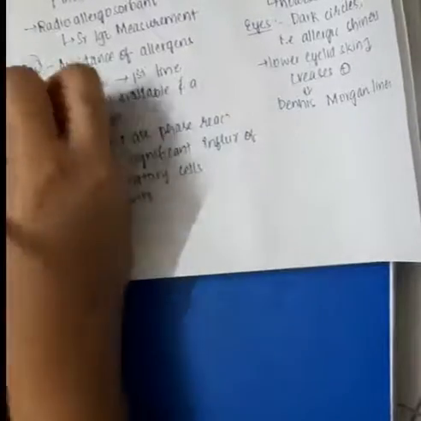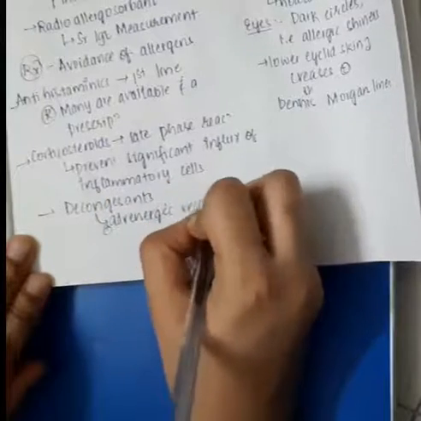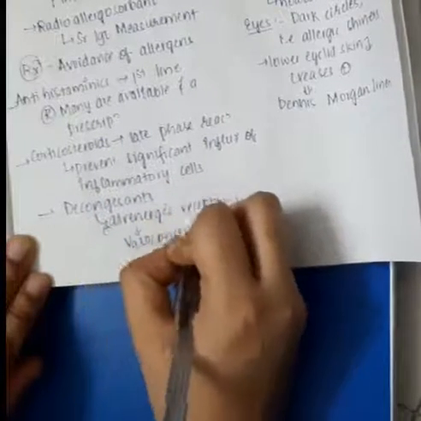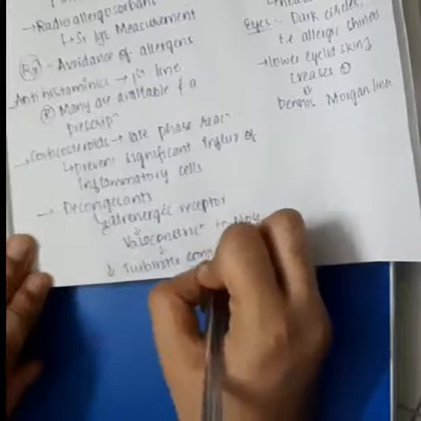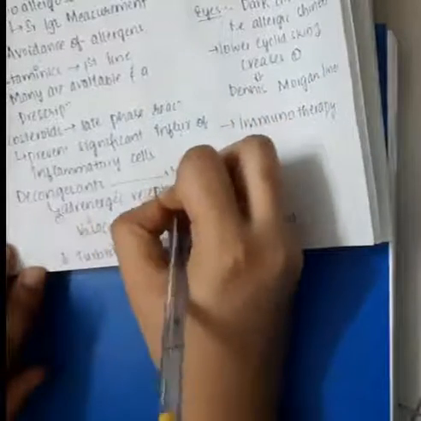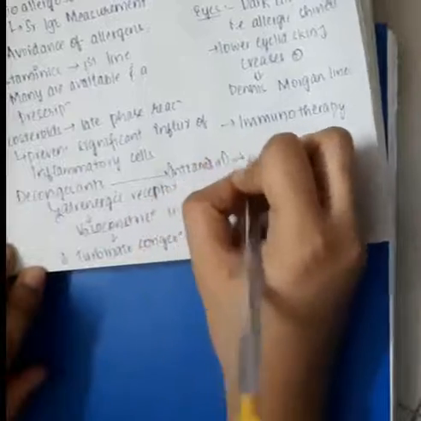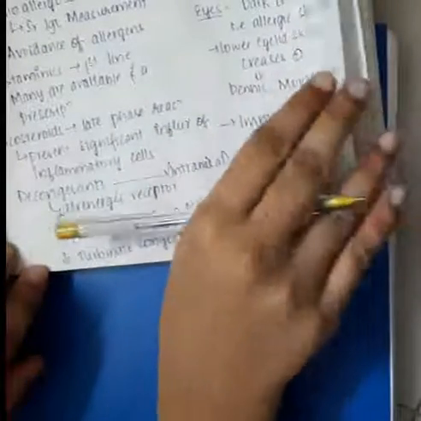Then if you see decongestants, these decongestants will activate adrenergic receptors and cause vasoconstriction of the nose, and thus decrease the turbinate hypertrophy and congestion, and thus improve the nasal patency. The most commonly used nasal decongestant is oxymetazoline, which can be given intranasally. Then immunotherapy is also available. So this is about allergic rhinitis.